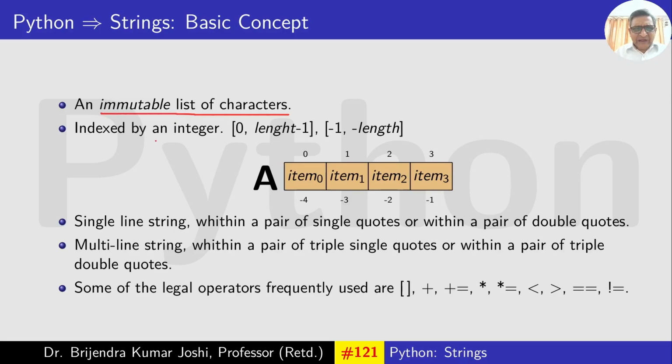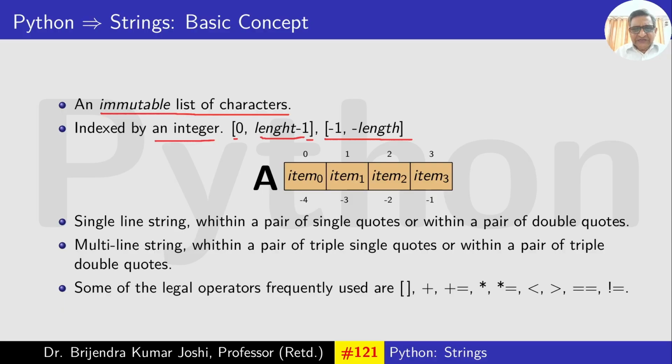It is indexed by an integer. To access a character of a string, we need to have an index value within square brackets. So what is the range? The range is from 0 through length minus 1. Length is the number of characters in this string. And unlike other programming languages, Python supports negative indexes as well.